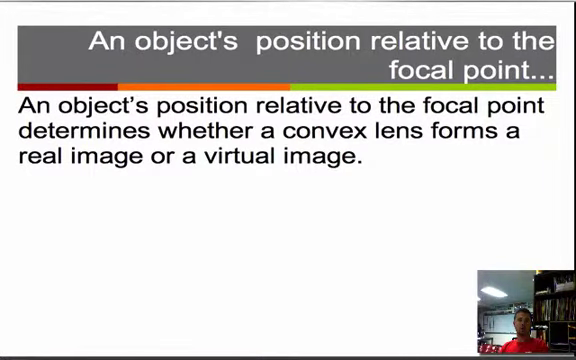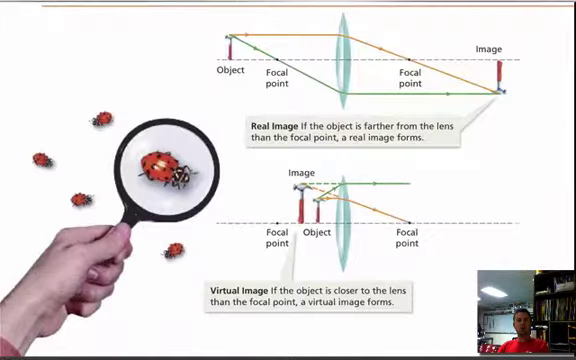An object's position relative to the focal point determines whether a convex lens forms a real or a virtual image. Okay, here's a great example of this. A real image is formed if the object is farther from the lens than the focal point. A real image is formed. So here's the focal point. The image would appear upside down. That is a real image.